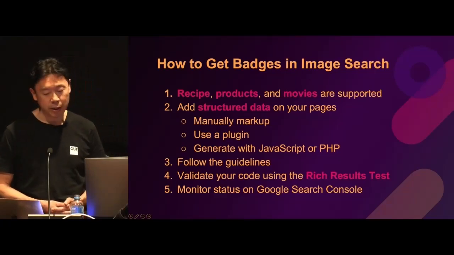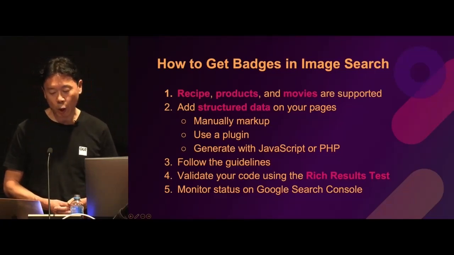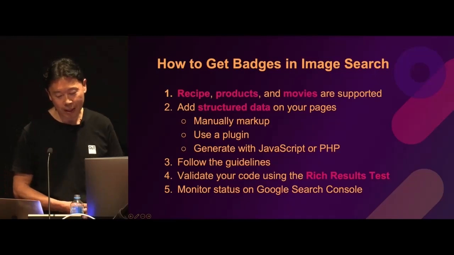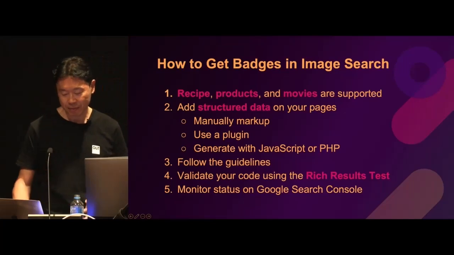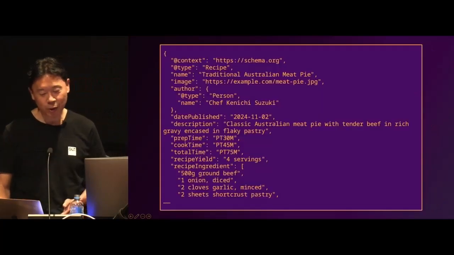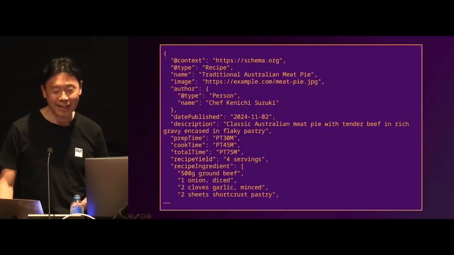To get badges, you will need to add some special code to your website called structured data. It's basically a way of organizing information on your pages in a way that Google can easily understand. This shows what recipe structured data looks like. I'm just showing a portion of the code, not the complete version.